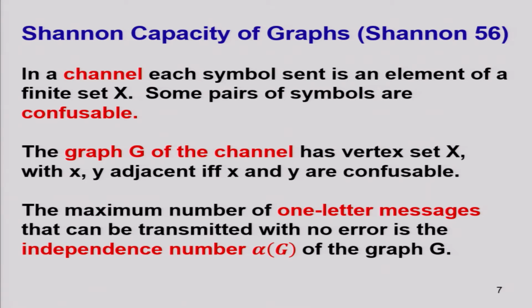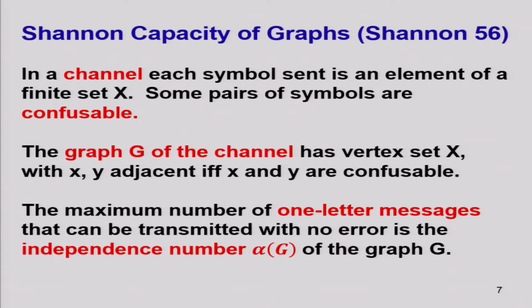We have in a channel some finite set of symbols. You should think about them as the alphabet. These are the things that you can send, or that Shannon in the picture could try to send to Lovász. But some of the pairs of symbols are confusable. Confusable maybe because they look similar to each other, or because the channel is such that one of them can be perturbed and becomes the other. So for some reason, some pairs are confusable.